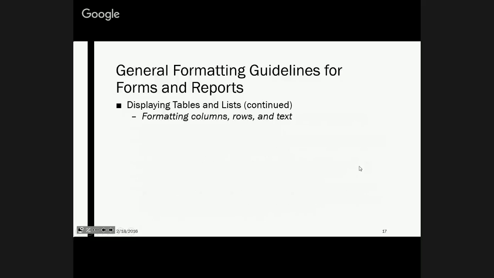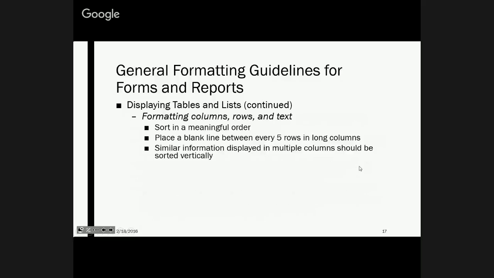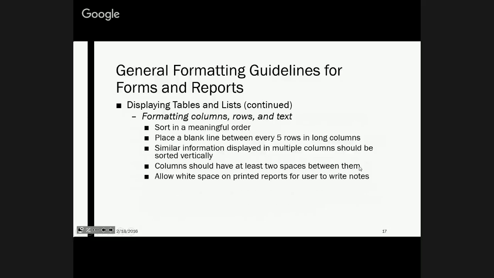More about tables. So sort rows in a meaningful order. I mean, again, this is obvious. Don't put the most important data on the far right end of a table. Place a blank line between every 5 rows in long columns. I mean, I don't know, these are somewhat arbitrary. I think some of them are good ideas. Multiple columns should be sorted vertically. Columns should have 2 spaces between them. I mean, we're getting pretty specific here. Don't cram them together, right? I mean, obvious.